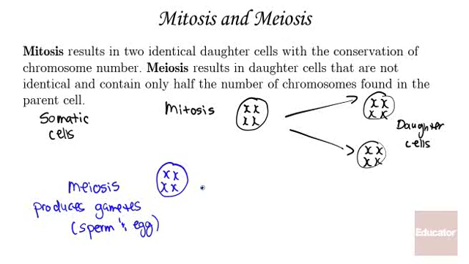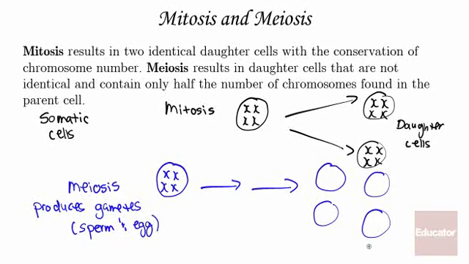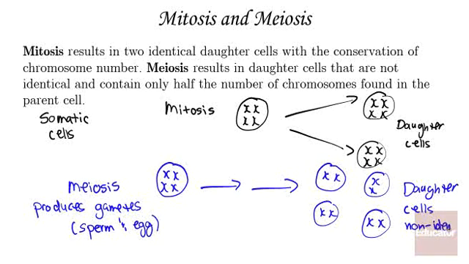With meiosis, there's actually 2 rounds of cell division, and the result will be 1, 2, 3, 4 daughter cells, and each of these will only have half the number of chromosomes. So here we started out with 1, 2, 3, 4. Here I'm just going to end up with 1, 2 chromosomes in each, and these are non-identical. So starting out with 4 chromosomes, ending up with only 2. So the daughter cells are non-identical. They're different from each other, and they are different from the parent cells.